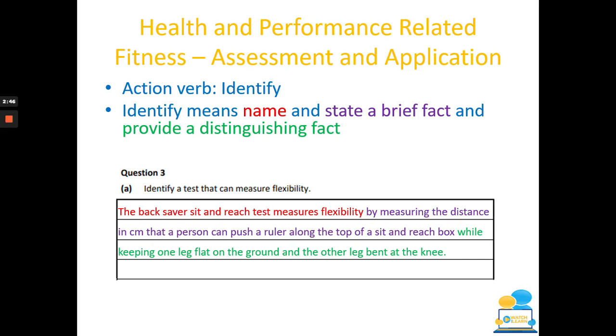So starting off is definitions of health-related fitness components. So what we're looking at is to identify a test that can measure flexibility. So the action verb for this question is to identify. So this means that we want to name and state a brief fact and provide a distinguishing fact as well.